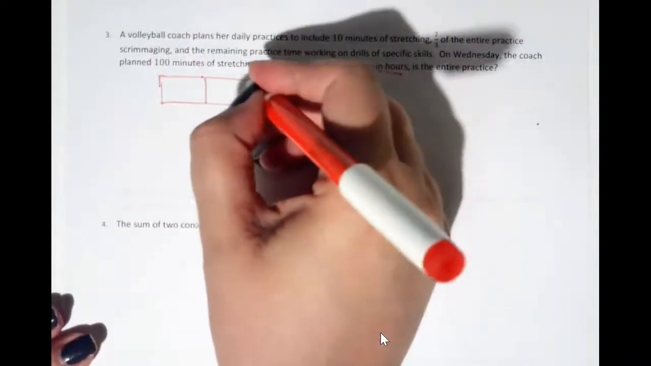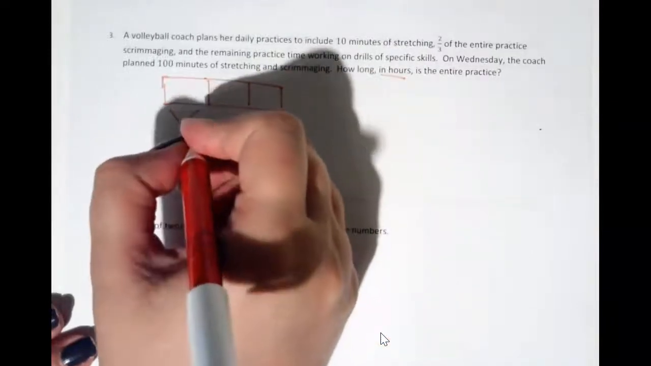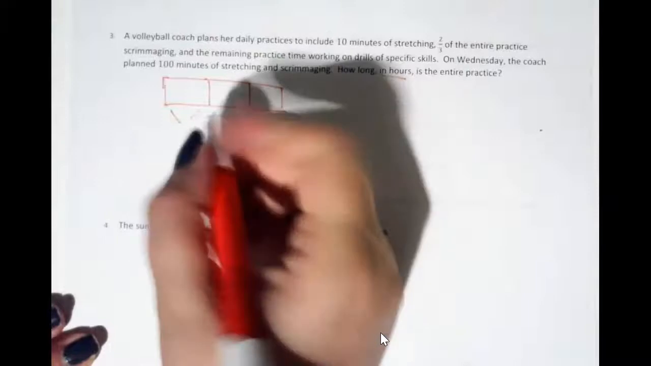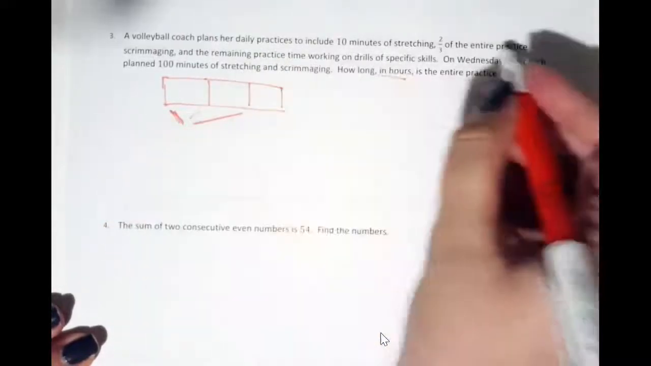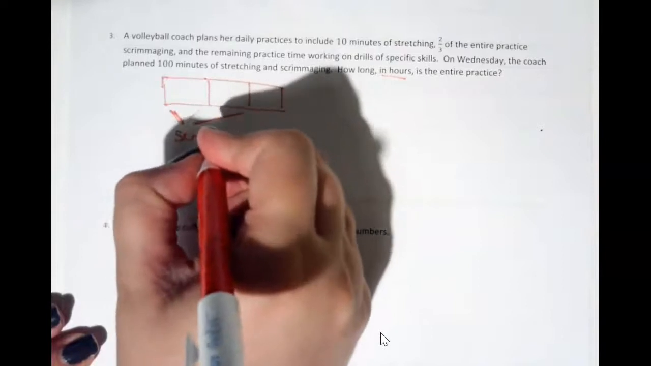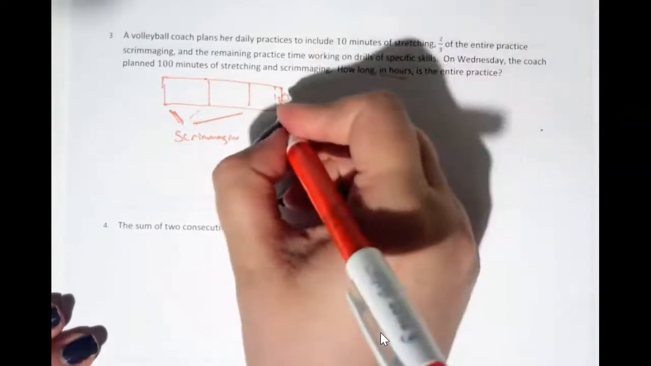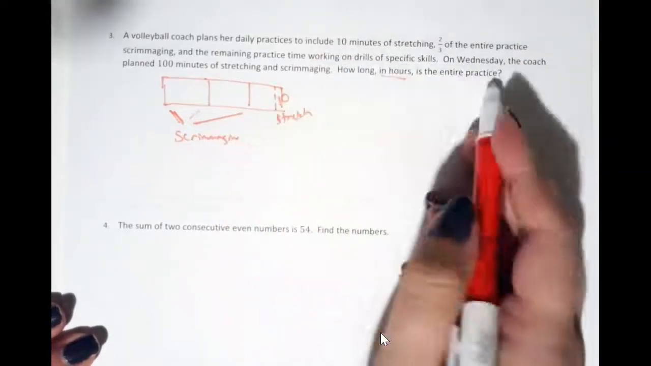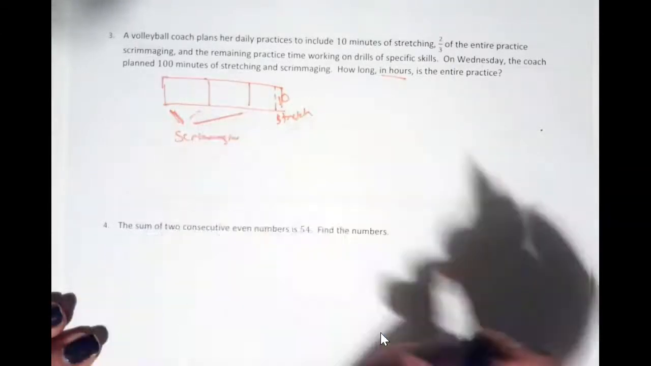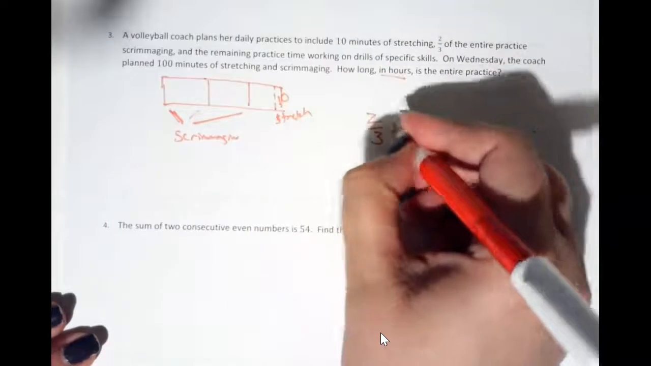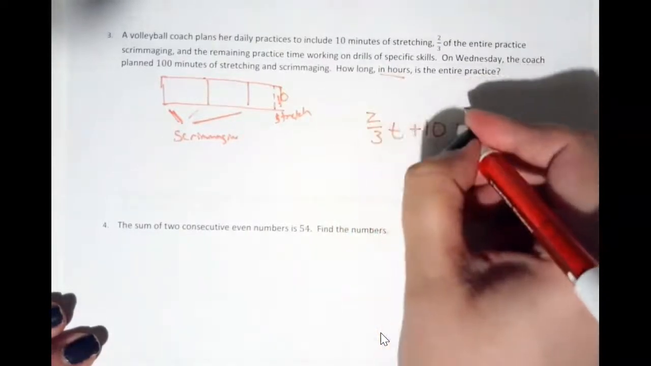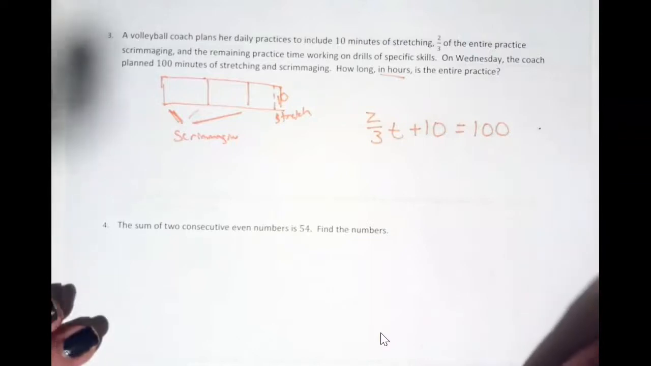So I believe I'm going to start by making a diagram like we did earlier with some of the problems. Okay, 1/3, no, 2/3. 2/3 of the practice is spent scrimmaging, and 10 minutes of this is stretching. Okay, 100 minutes for stretching and scrimmaging. So 2/3 of the time and 10 minutes is 100 minutes.